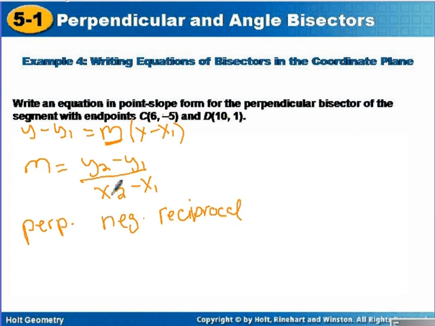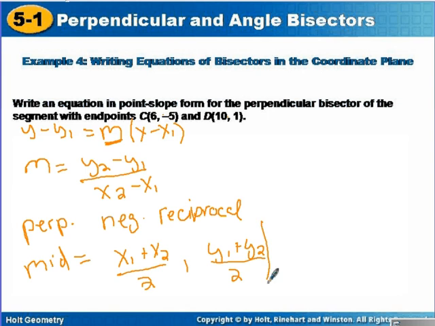So you'll have figured out the original slope, then you'll figure out the perpendicular slope, and then you're going to need to figure out what is the midpoint between C and D, so that way you can figure out a point on my perpendicular bisector. So then your midpoint formula is x1 plus x2 divided by 2. And then the other coordinate is y1 plus y2 divided by 2.